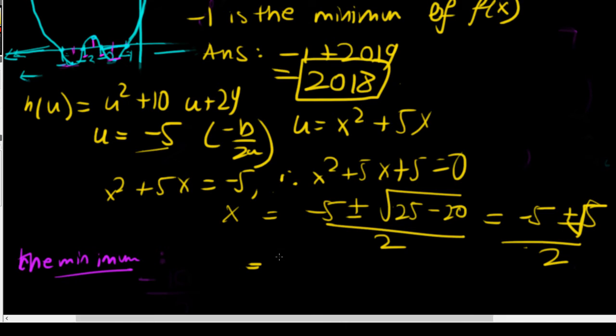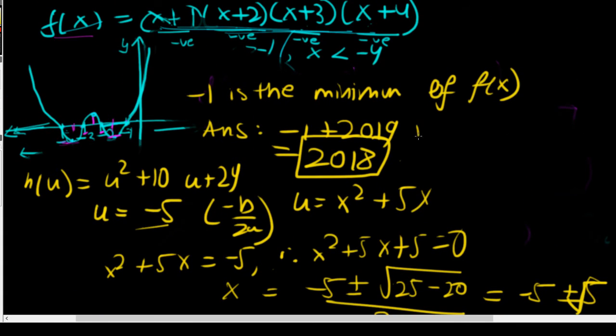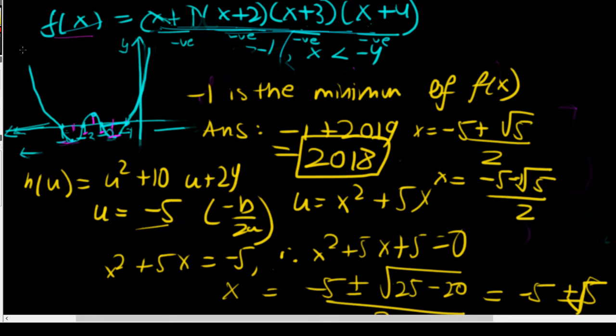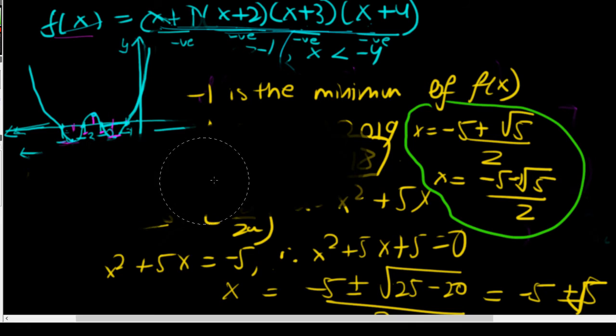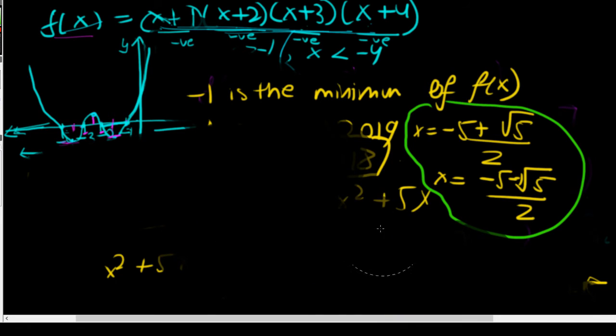So we will have two solutions for this. One will be minus 5 plus square root of 5 over 2. The second one will be this, minus root 5 over 2. So let me highlight these equations and erase the remaining stuff.